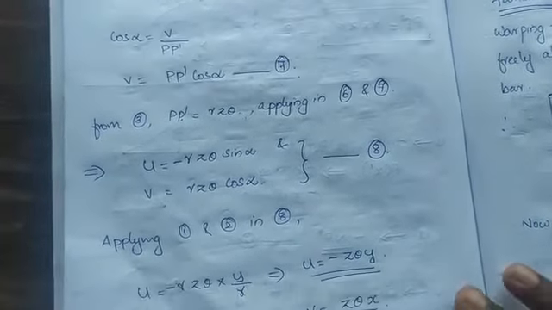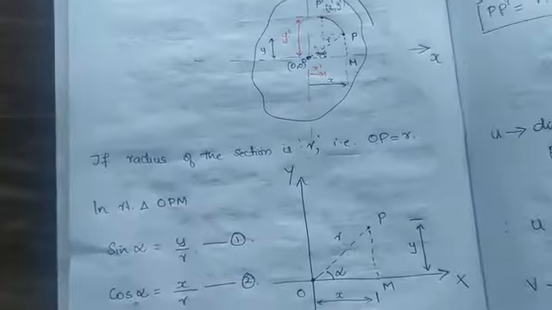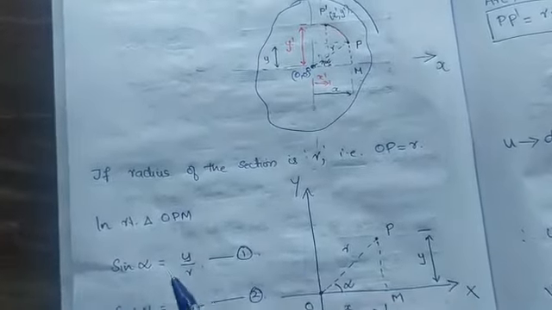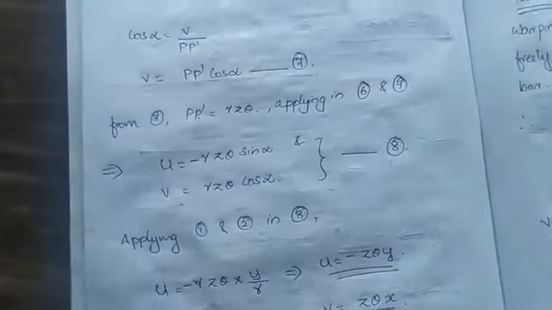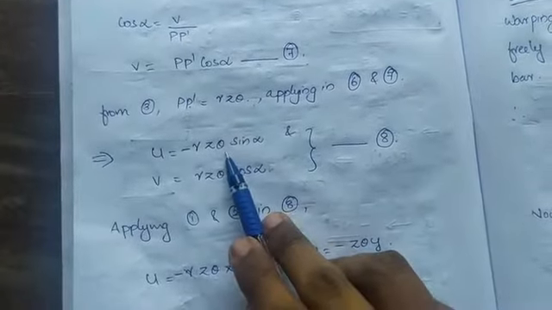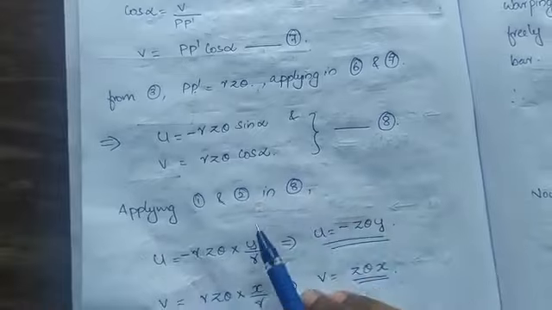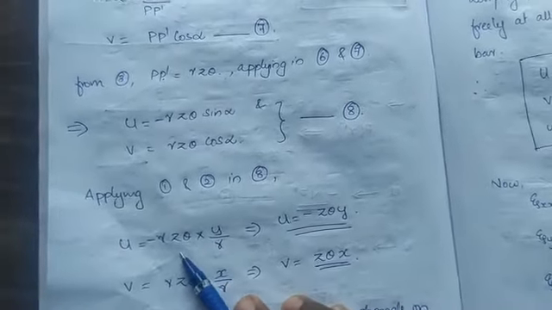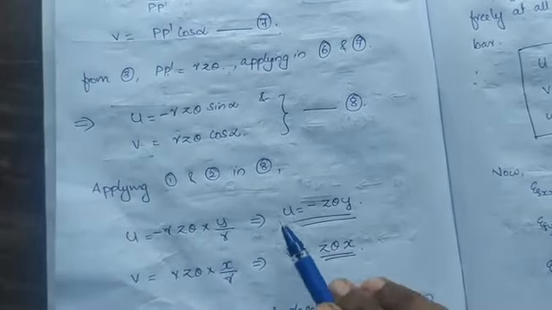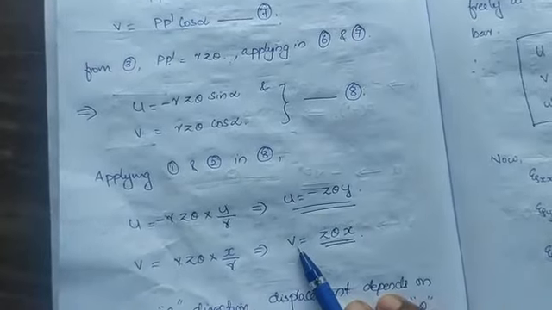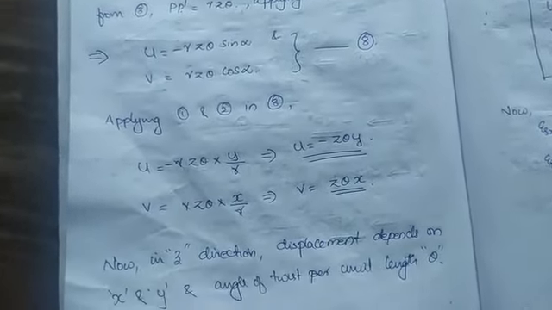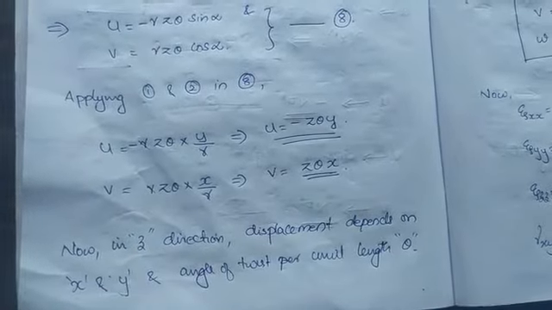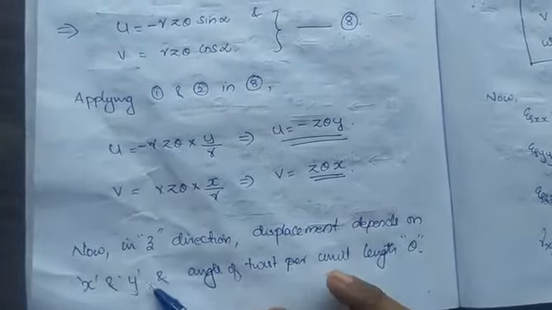Okay, now you have the first two equations, sin alpha is equal to y by r and cos alpha is equal to x by r. You apply this in the equation instead of sin alpha and cos alpha, then you will get u is equal to minus r z theta into y by r, so u is minus z theta y, and v is z theta into x.